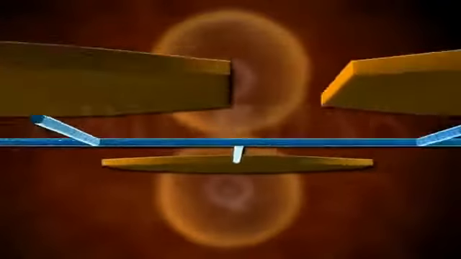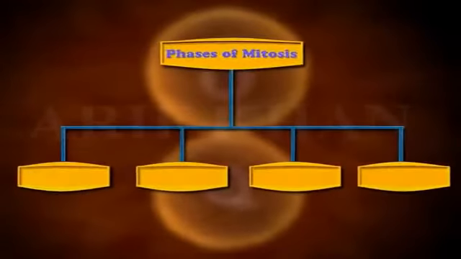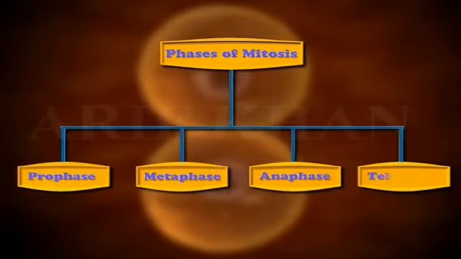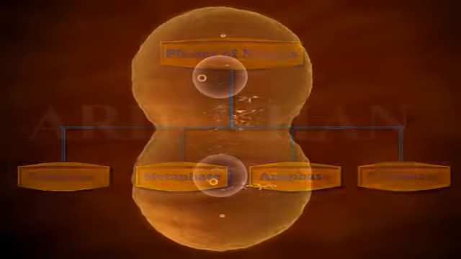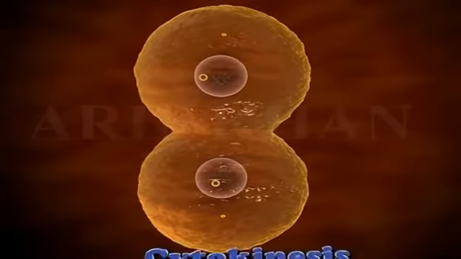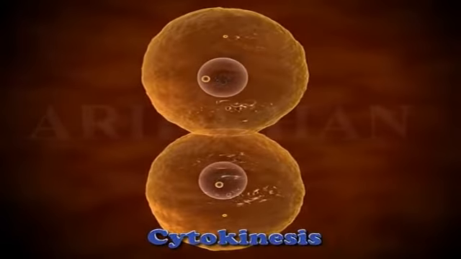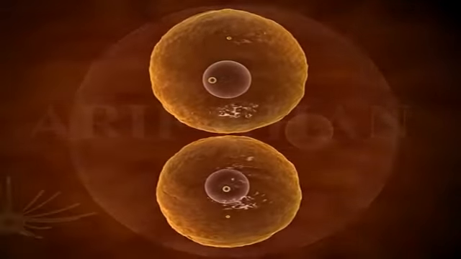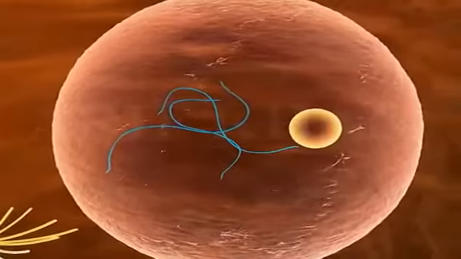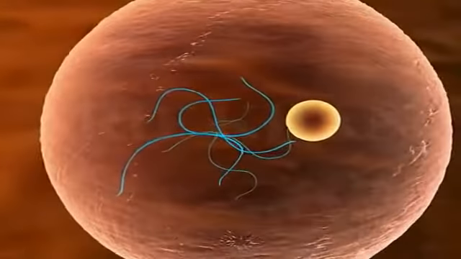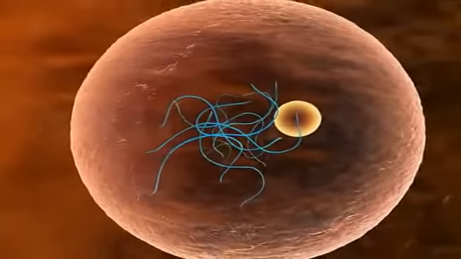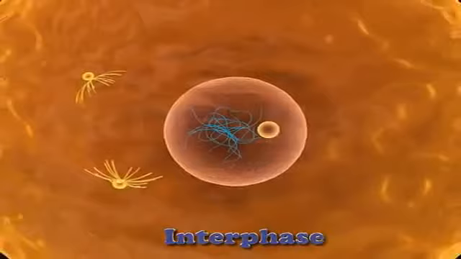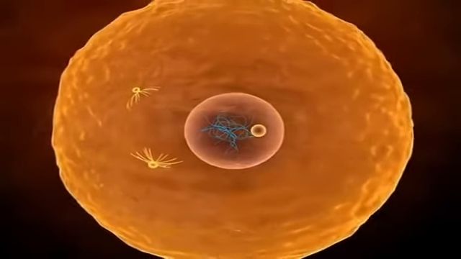It is divided into 4 key phases: prophase, metaphase, anaphase, and telophase. An additional phase called cytokinesis occurs after the complete nuclear division. Before a dividing cell enters mitosis, it undergoes a period of growth and rest. This period is called interphase. In interphase, the genetic material of a cell increases.